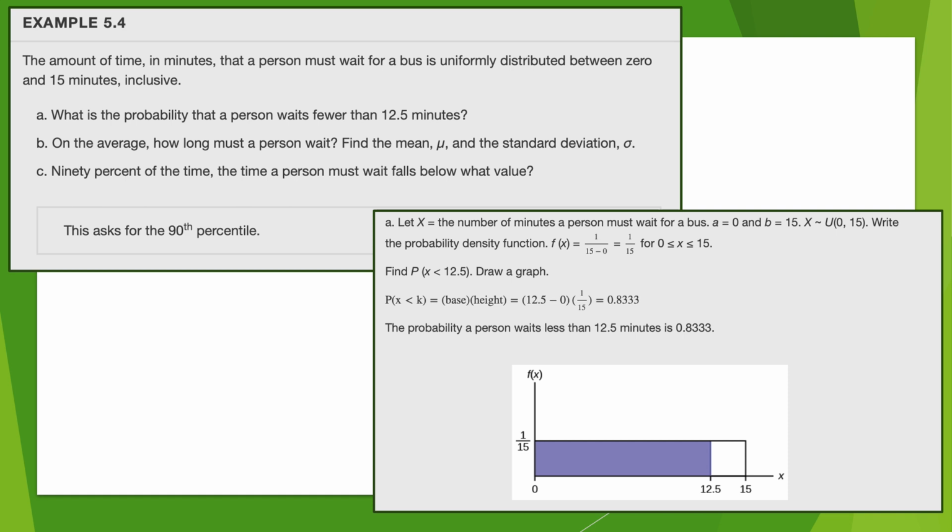Key features here. We knew the probability had to be 1/15 because everything is uniformly distributed from 0 to 15. So that horizontal line tells me all probabilities are the same. Since there's 15 different possibles all the way through, they're 1/15 each. And the length of the rectangle in this case has to be 12.5 because I'm looking for 12.5 or less. That's what fewer means.